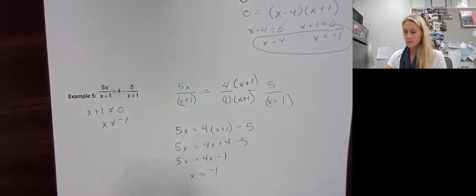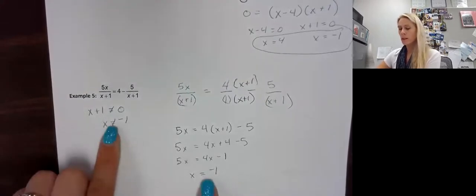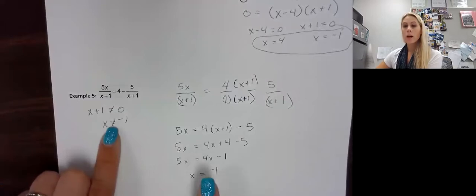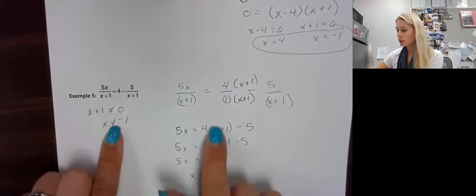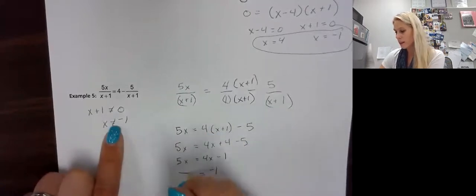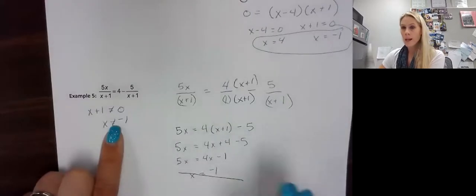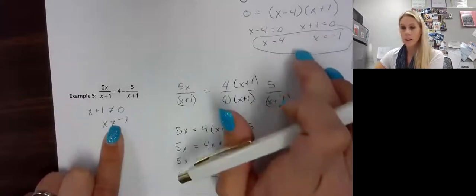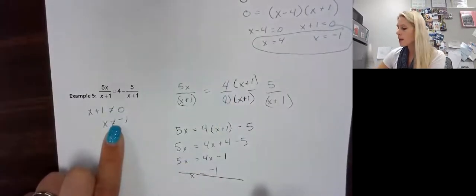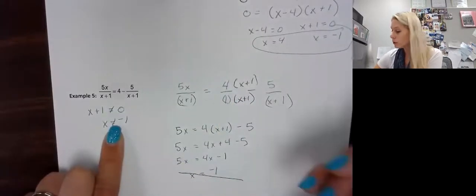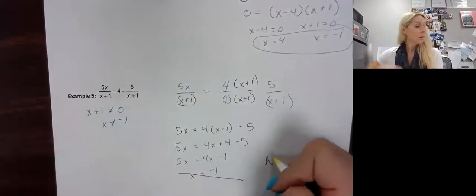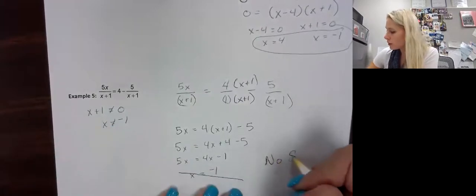Last step, domain restrictions. Double check what just happened. Our solution came out to our domain restriction, which means it can't be. So after all that solving, I say it can't be that. Now, in this case, we don't have another solution, where up here we had 2 solutions, right? So if we don't have any solutions, what do we put? No solution.